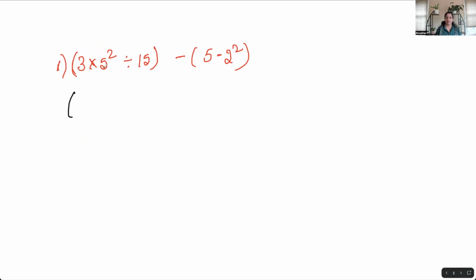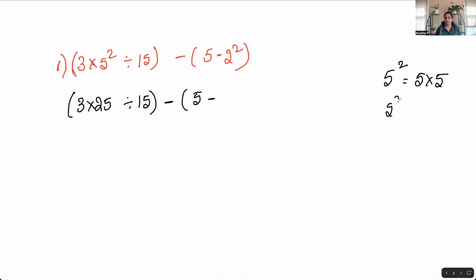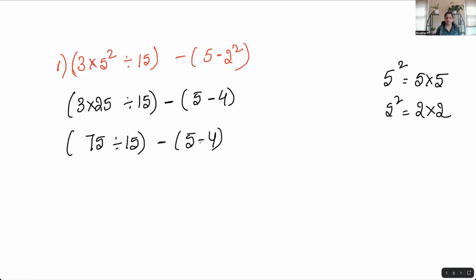First you will evaluate 5 to the power of 2. 5 to the power of 2 is nothing but 5 times 5, which is 25. So 3 times 25 divided by 15 minus (5 minus 2 square). 2 square is nothing but 2 times 2, which is 4. Now we have to do multiplication or division, but we have to do it from left to right. So 3 times 25 is 75, divided by 15 minus (5 minus 4).